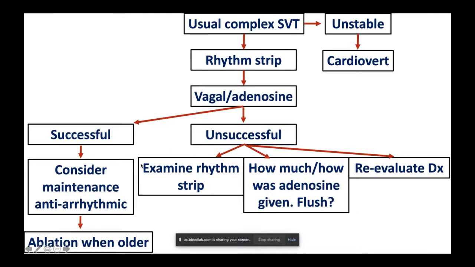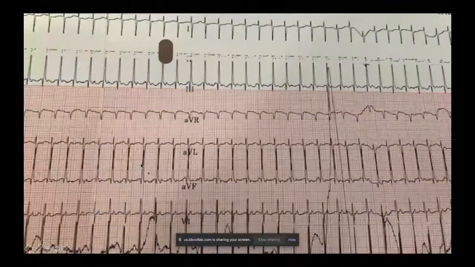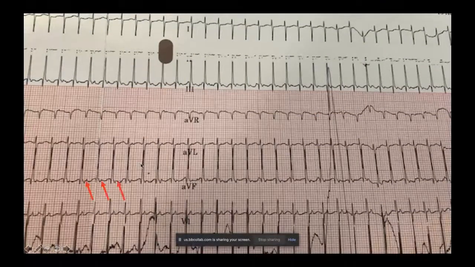Was it given in an IV that's on the dorsum of the foot, far away from the heart? Or was it given in an IV that is in the antecubital vein, which is closer to the heart? Was it followed with a 10 cc flush? These are important questions before we say adenosine did not work. And if you truly have clues on the strip that you had an adenosine effect, and we will talk about this, re-evaluate your diagnosis.